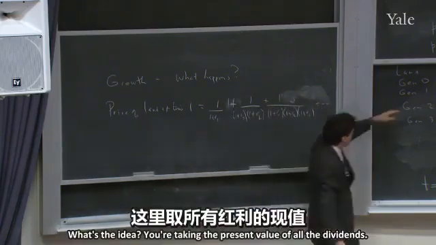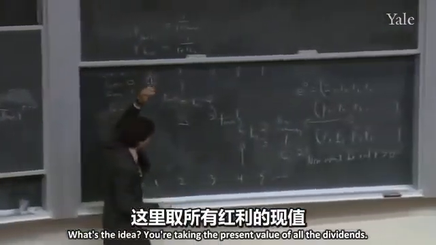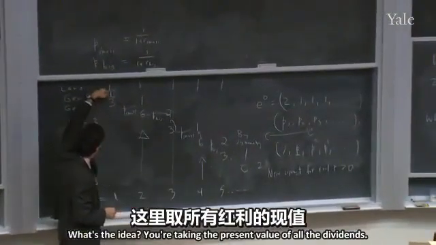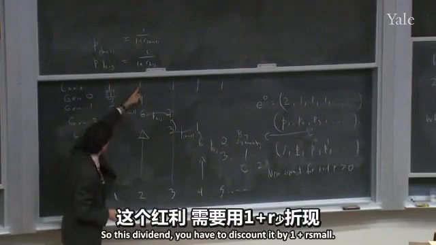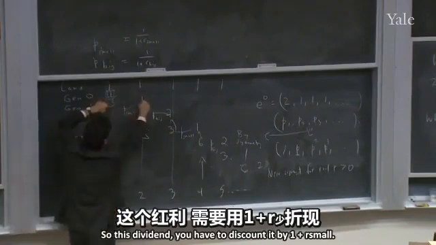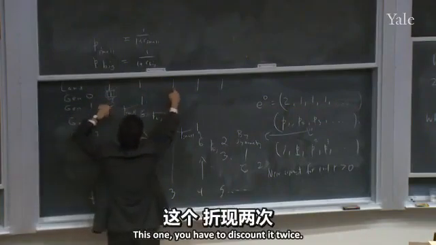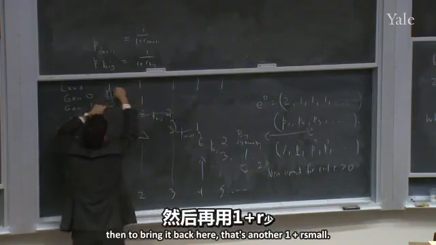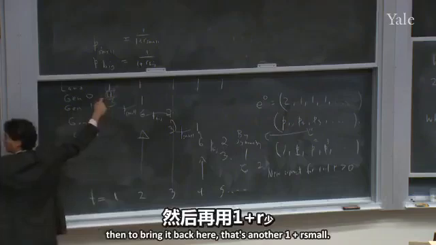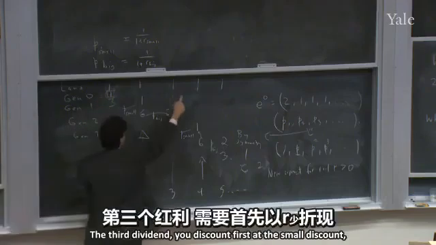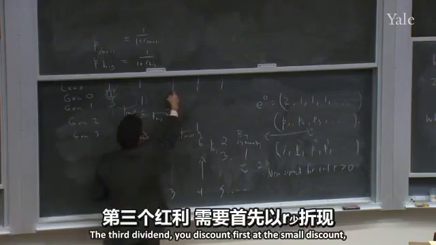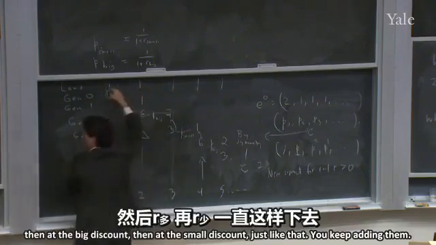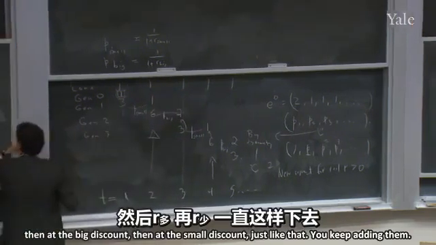What's the idea? Discounting: you're taking the present value of all the dividends. So this dividend, you have to discount it by 1 plus R small. This one, you have to discount it twice. First to bring it back here, that's 1 plus R big. Then to bring it back here, that's another 1 plus R small. So 1 plus R big, 1 plus R small. The third dividend, you discount first at the small, then at the big, then at the small. Just like that. You keep adding them.